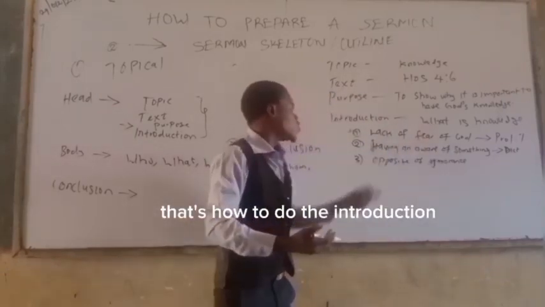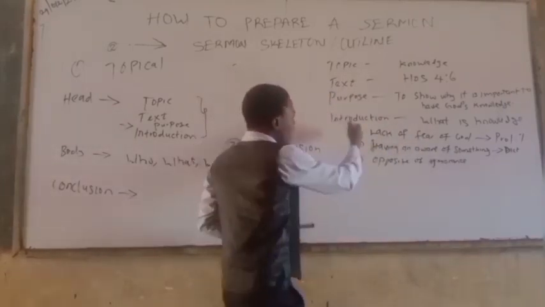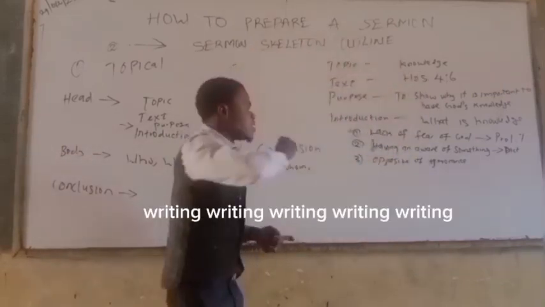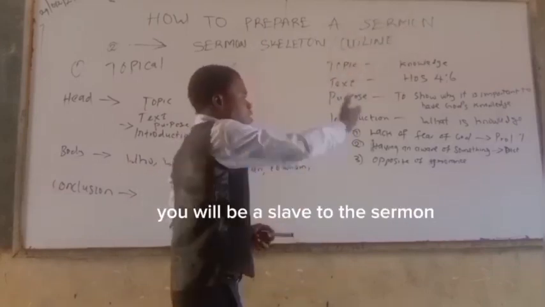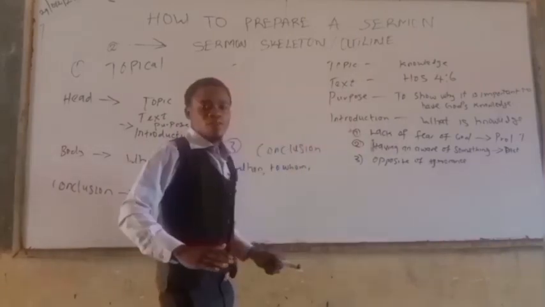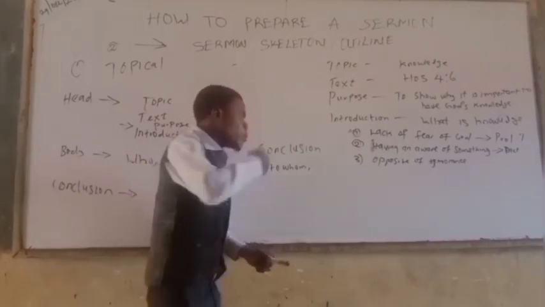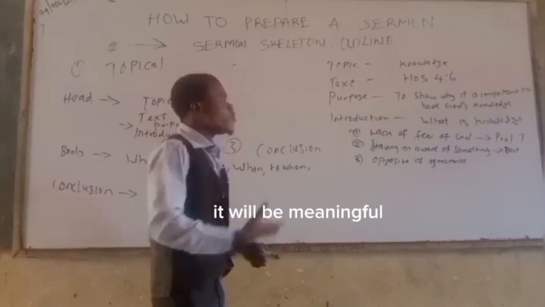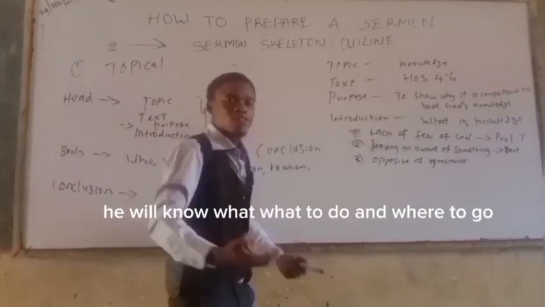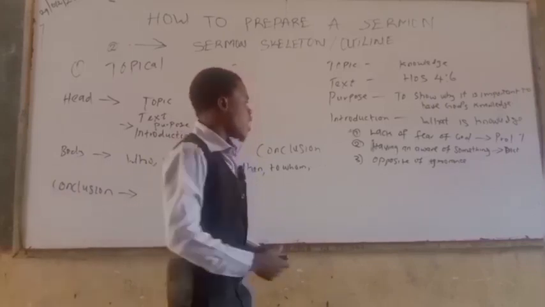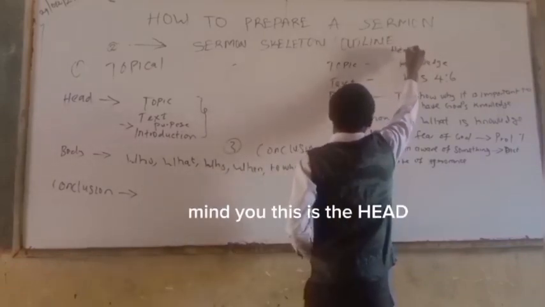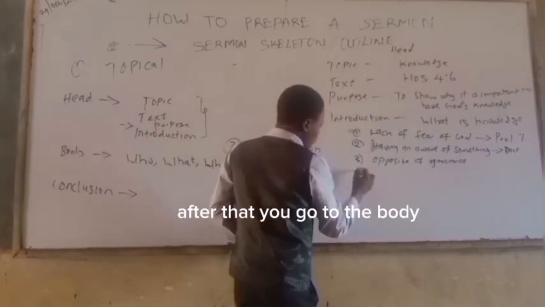That's how to do the introduction. It's not that you just start writing and keep writing. You will be a slave to the sermon. Once you can divide it into points like this, you have finished everything you are doing. Your sermon will make sense. It will be meaningful. Even if you are not the one presenting it, the person you give this to will be happy. We know what to do and where to go. Now, after that, you now go to the body. Mind you, this is the head. After that, you go to the body.